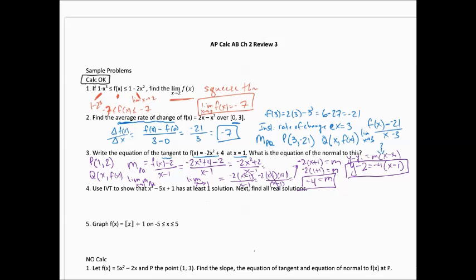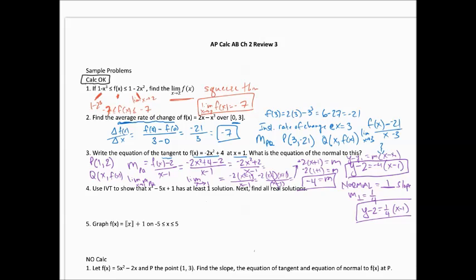We found the slope, we went ahead and found the equation. Now, I asked for the normal as well. Well, the normal is the perpendicular slope. So this perpendicular slope ends up being 1/4. And then we just write the same thing. y minus 2 equals 1/4 times x minus 1. That is the equation of the normal.